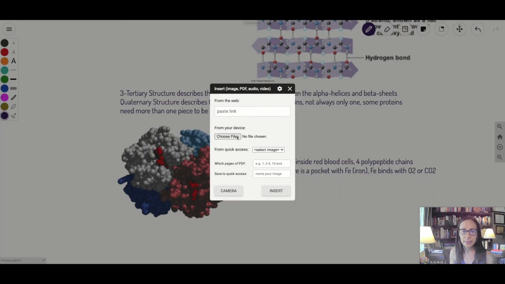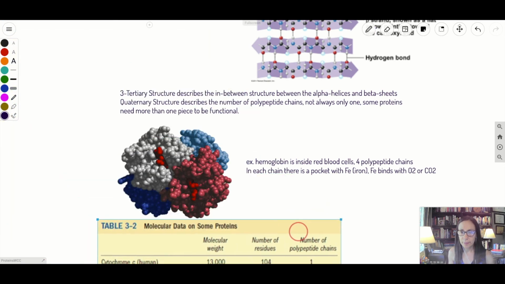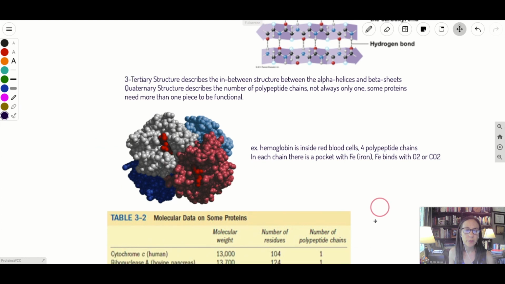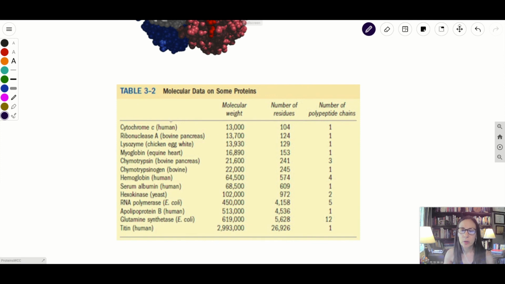The last thing that I want to show you is a list of proteins. It's a table that I took from the book, and I just want to show you some of the variation in proteins. This is showing you a list of different proteins on the left. It's telling you the number of amino acids. It says number of residues, which means amino acids. This little one, cytochrome C, only has 104 amino acids, and that's probably the smallest protein. Then we have titin, which is found in humans, which is the largest known protein. And it has 26,000 different amino acids.